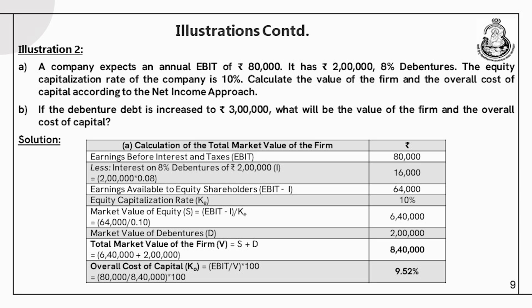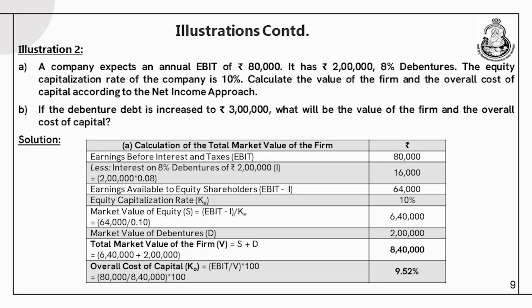80,000 minus 16,000 is 64,000. Equity capitalization rate KE is given in the question and it is 10%, right. Market value of equity you can calculate as (EBIT minus I) divided by KE. EBIT minus I is 64,000 and KE is given as 10%. Using this you can calculate S and it comes out to be 6,40,000.